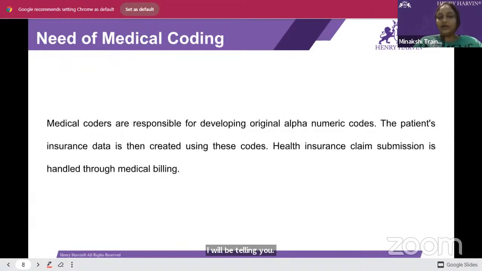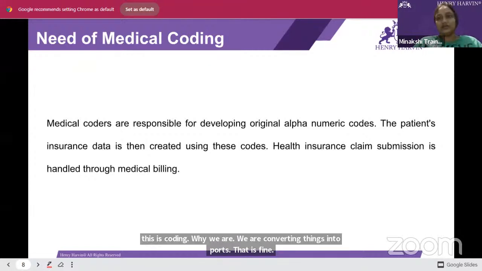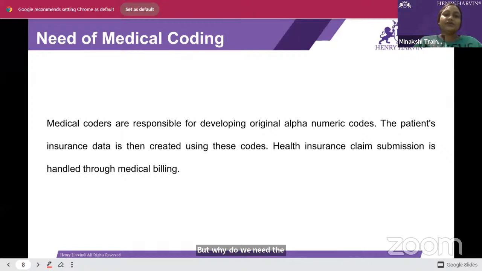Why are we converting things into codes, and why do we need the coding process? Why is it important? We are talking about the global healthcare system. Whenever a patient visits the hospital, after receiving all the treatments, they won't pay in cash. The payment works through insurance. They submit their insurance and the insurance company pays the physician and the healthcare professional. Then why do we need coding?